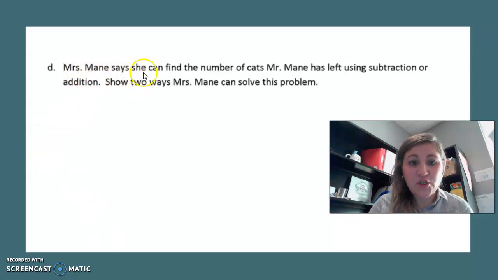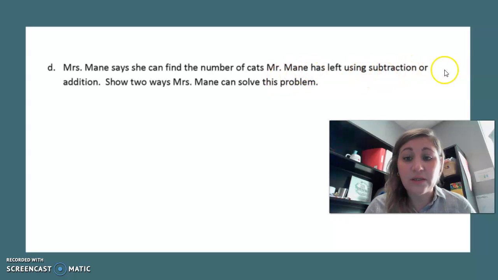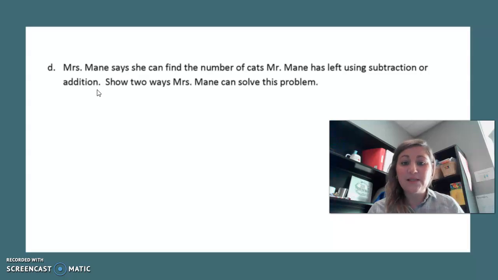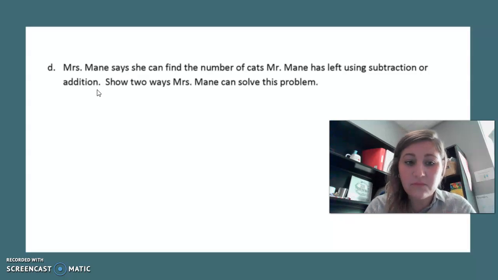Mrs. Main says that she can find the number of cats Mr. Main has left using subtraction or addition. Show 2 ways that Mrs. Main can solve this problem. So here's what you're going to have to do. This is going to take some thinking.